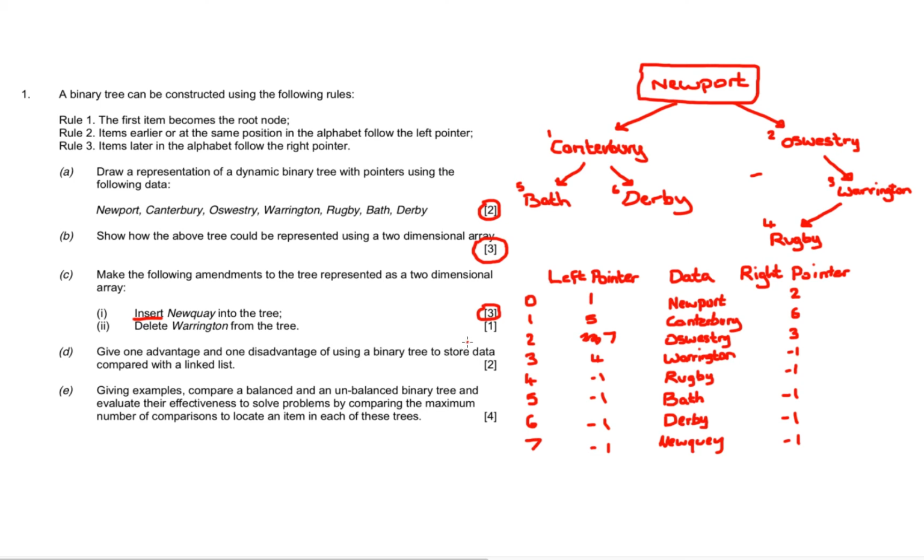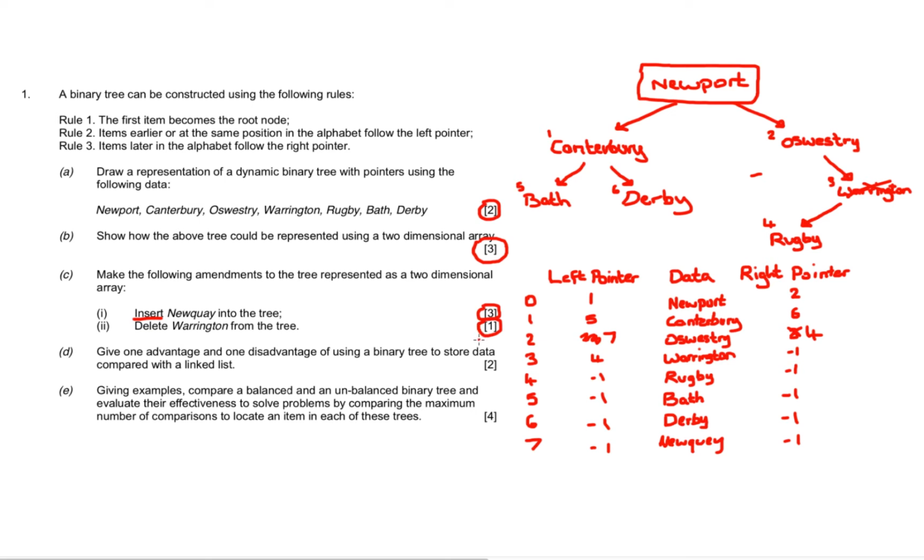So if I was to remove that from my tree, all I have to do is connect Oswestry to Rugby. And I can easily show that in my tree by changing Oswestry's right pointer to 4. And that simple change gets me a mark.